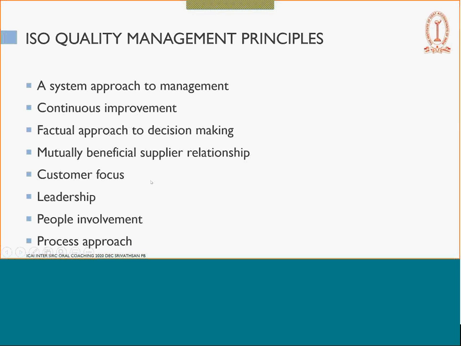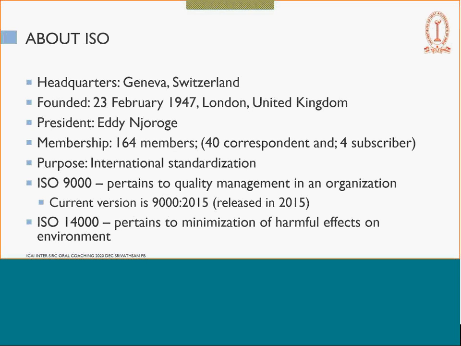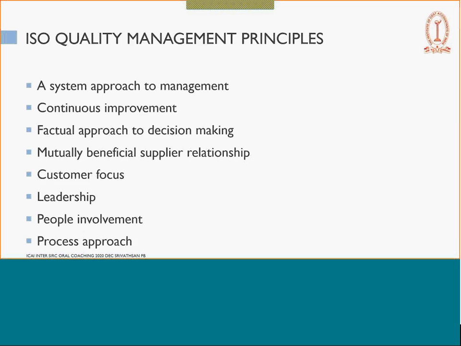Customer focus, of course, everything is on customers. Leaders must be involved. All the people must be involved. And it's a process approach. It is not focused on any product. As a company, what I do, that is the process approach. So that is the quality management principles. Again, 9000 is on quality management. This chapter is about productivity and quality management. Productivity we just saw. Quality is our TQM. Now it is ISO. These are the two topics in your TQM.